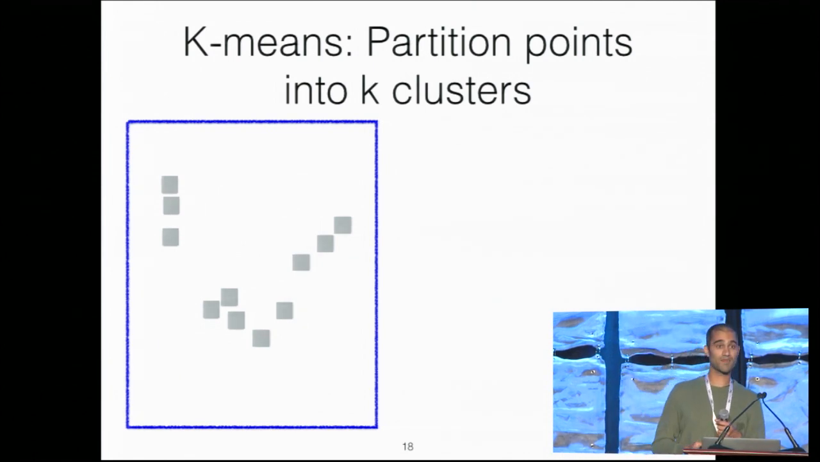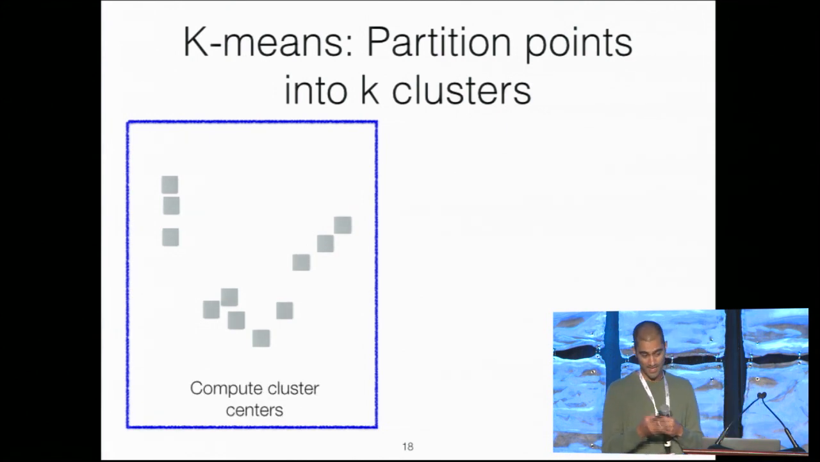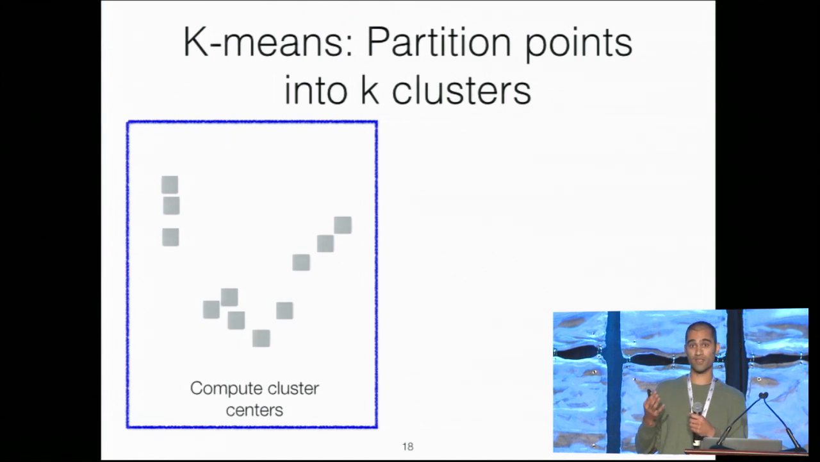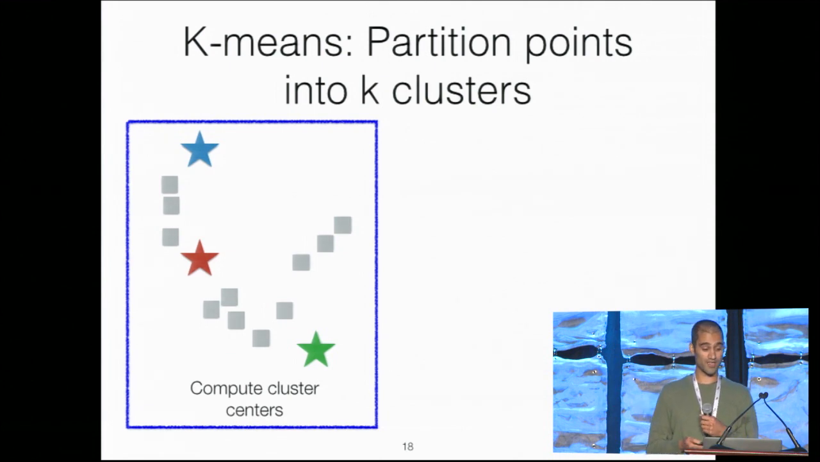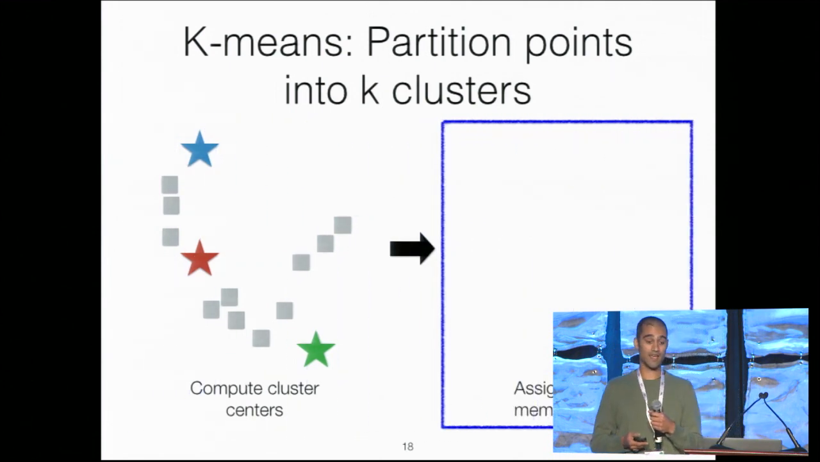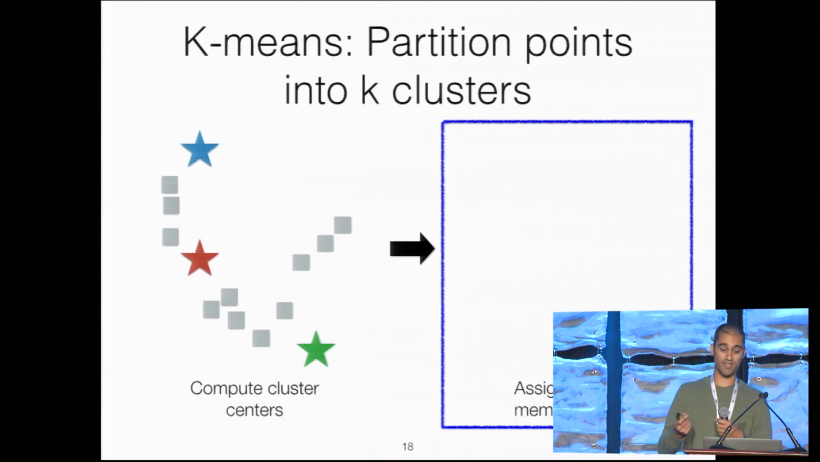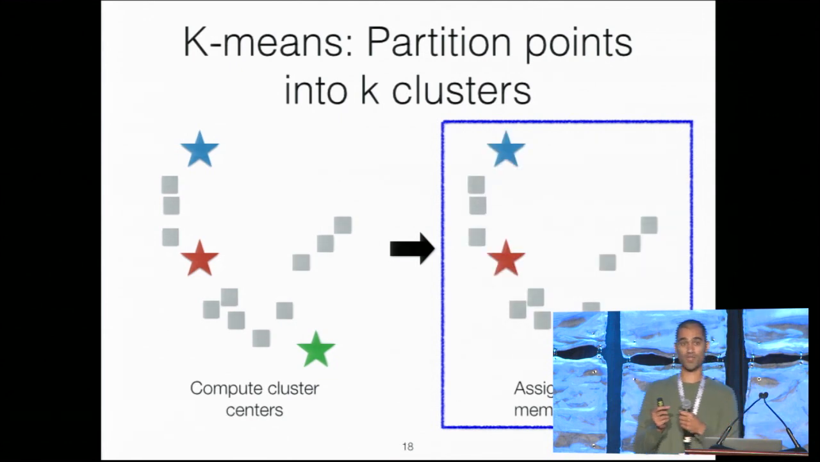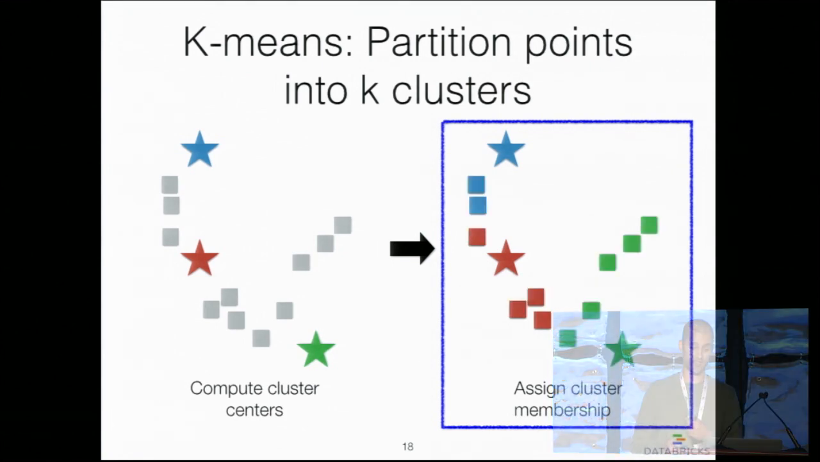The idea of k-means is very simple. You just alternate between two different steps. The first step is to compute cluster centers. The naive way to pick cluster centers when you start is to just randomly choose them, so we randomly choose three cluster centers. Then the next step is to assign cluster membership given cluster centers. For each point, we see which cluster center it's closest to and assign it to that cluster center.